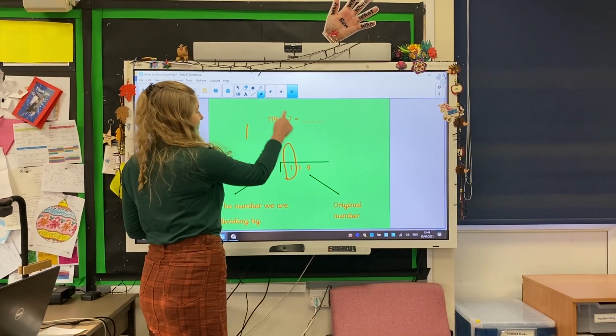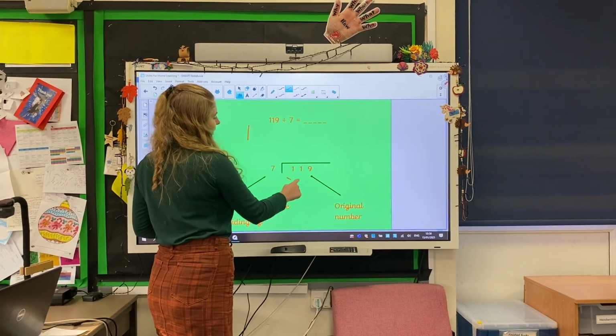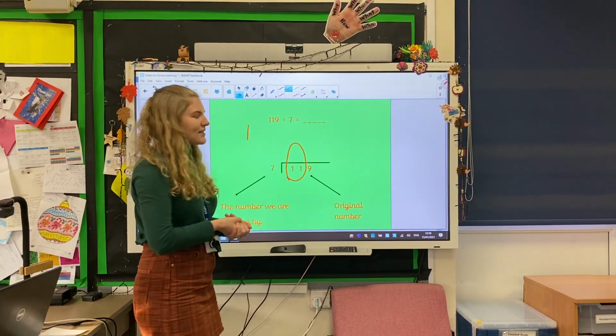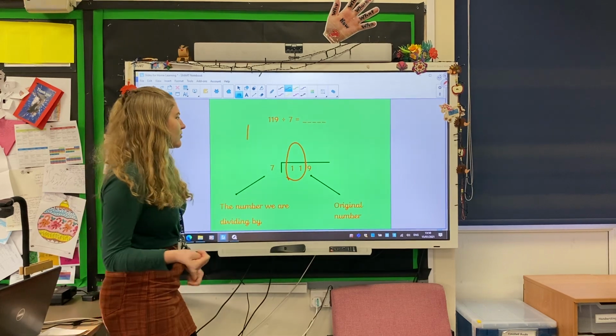It doesn't, does it? So rub that out. Let's go for the next one. How many times does 7 go into 11? Let's draw some dots this time to help us.